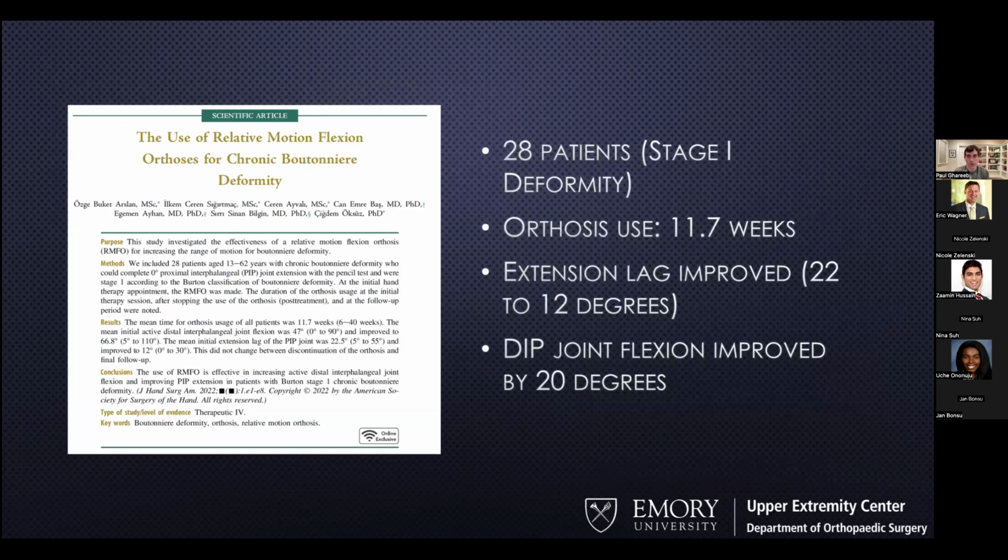This is another study from JHS, a little bit more recent. They had 28 patients with stage 1 deformities, so passively correctable deformities. They used the splint for about 12 weeks, and their extension lag improved from 22 degrees to 12 degrees. Their DIP joint flexion improved by 20 degrees. So certainly, they saw improvement.